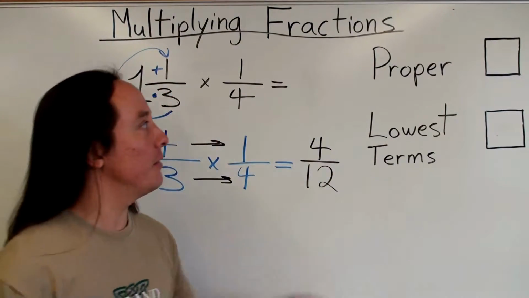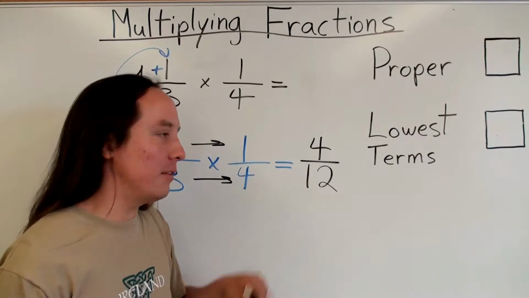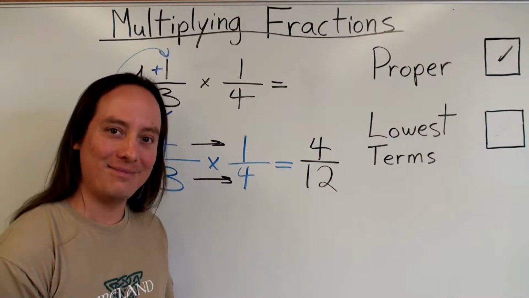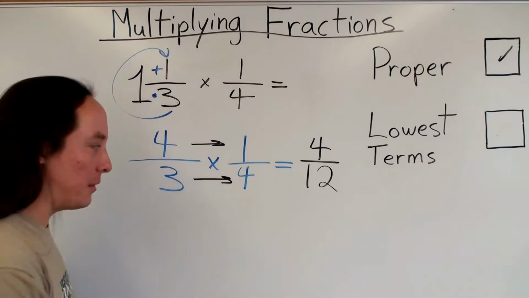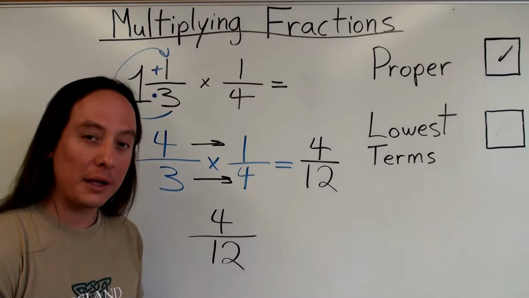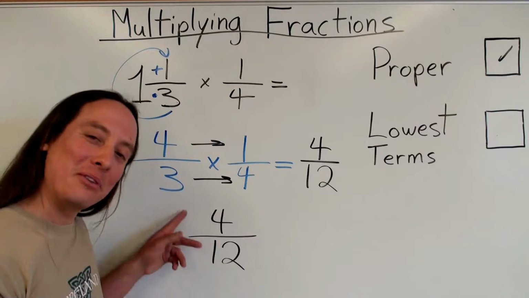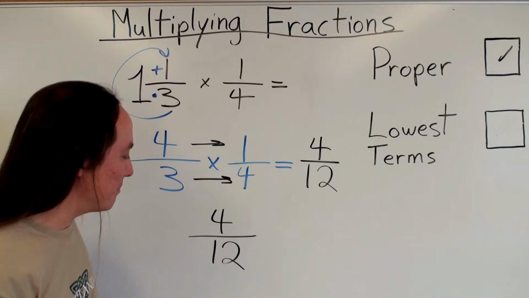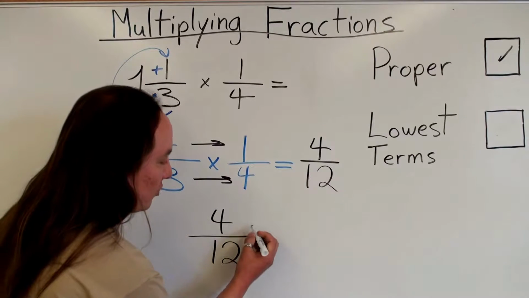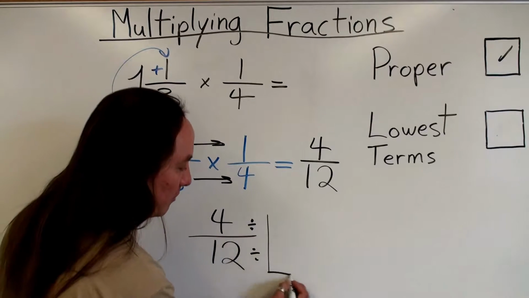Now I need to ask myself, is this fraction in its proper form? Yep. Numerator is smaller than the denominator, so yeah, it's proper. Is it in its lowest terms? No, it's not. 4/12, I'm going to go ahead and put it down here. 4/12 is not in its lowest terms, and you should be able to recognize that quickly just by seeing that both numbers are evens. Okay, so if they're both evens, that means that you can at least divide both numbers by 2. And remember that reduction, or putting a fraction in its lowest terms, will be some sort of division.